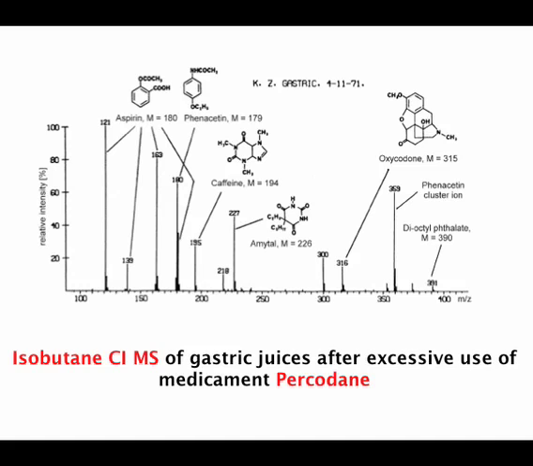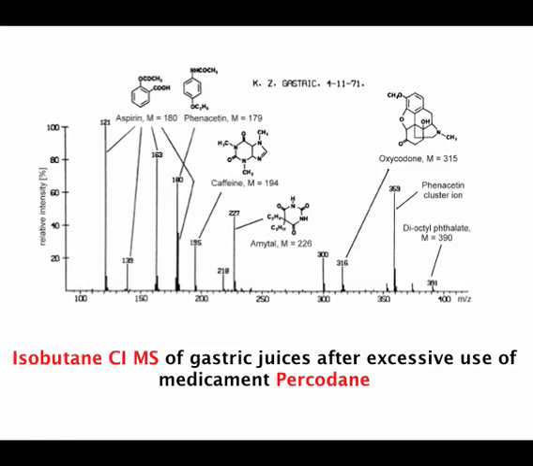We have an example of an analysis here of gastric juices. It is done for a patient that was for a long time taking Percodan.